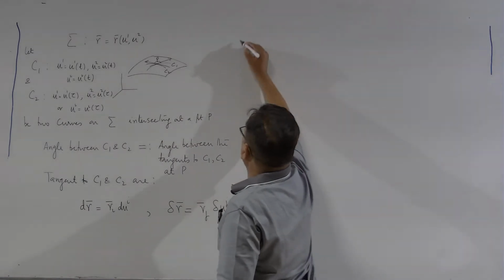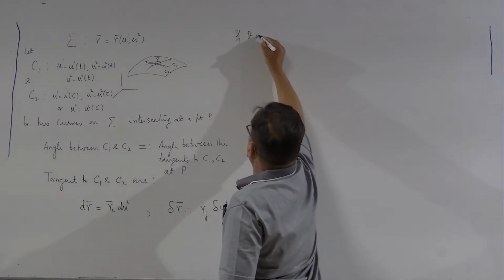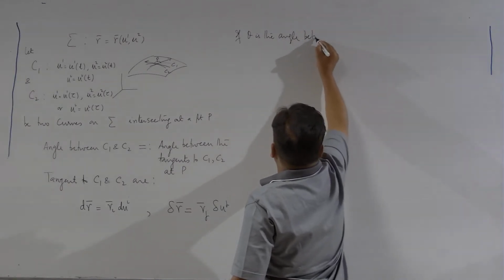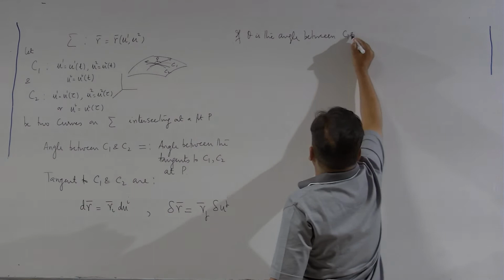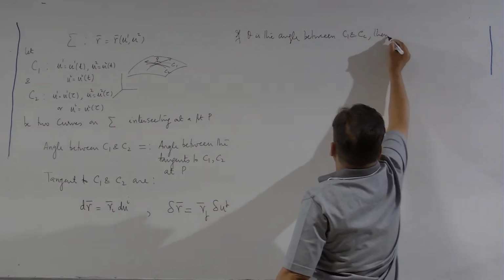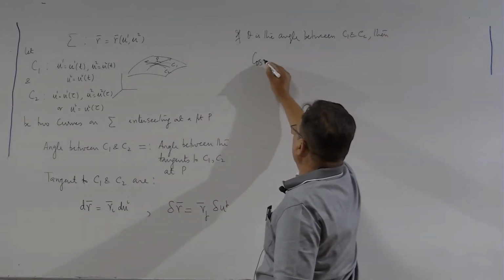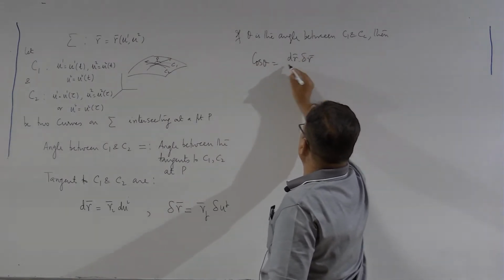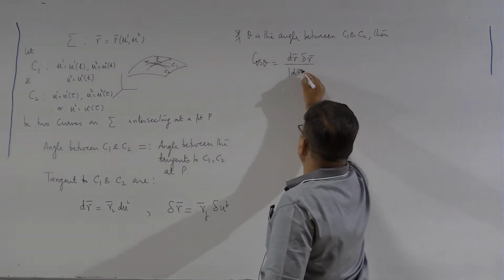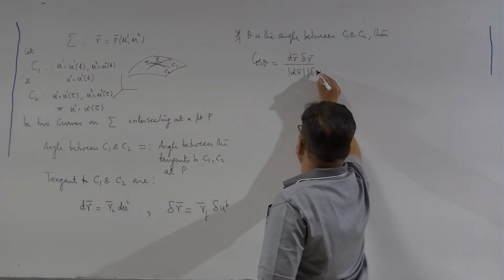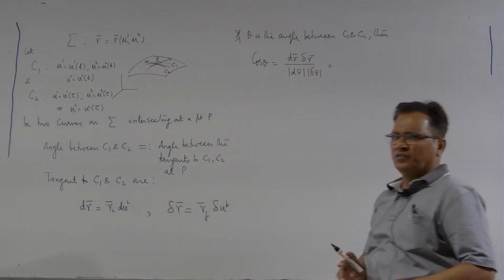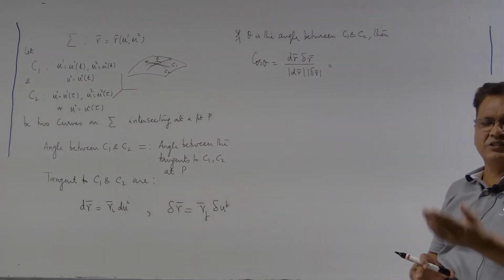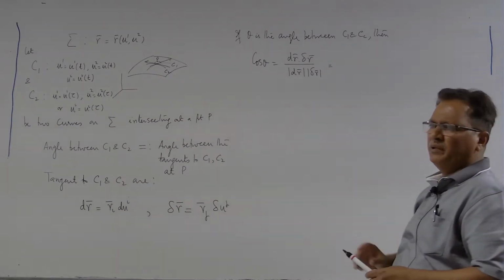Now if theta is the angle between C1 and C2, then cos theta must be equal to dr dot delta r upon modulus of dr into modulus of delta r. This is the usual formula of cosine theta in R3. So these tangent vectors are vectors of R3 also, so we can make use of this formula.